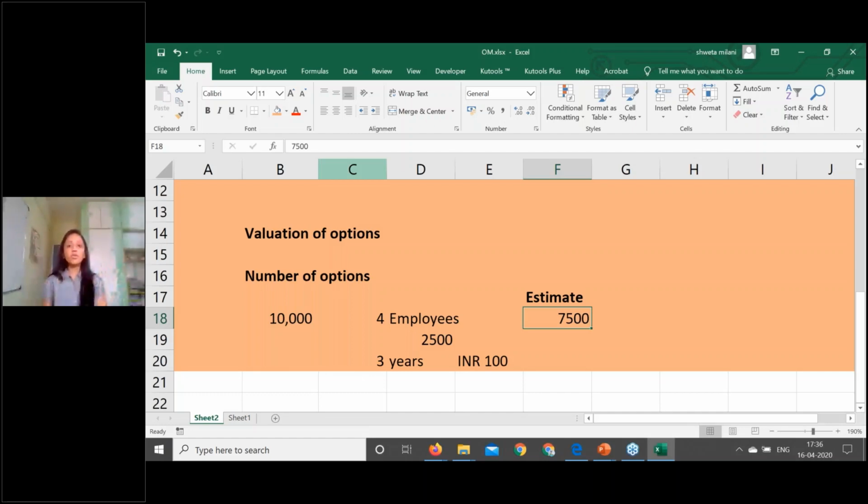Please understand, you will get confused. To decide how much options should be debited to my profit and loss, I will not consider if I estimate that one employee will leave the organization. Why did I do so? Now understand this slide, it will be easier.